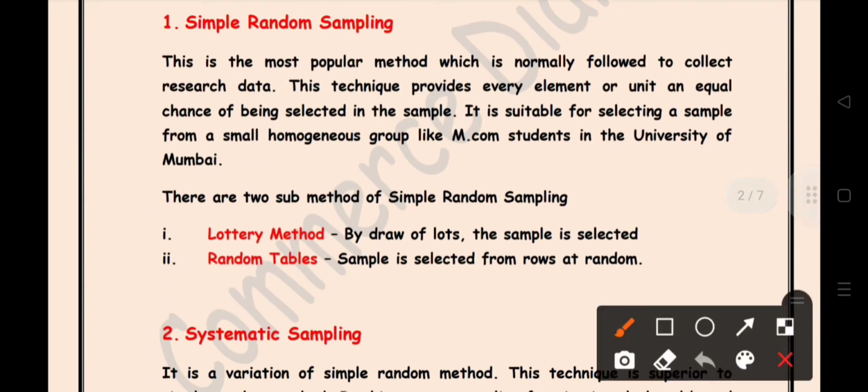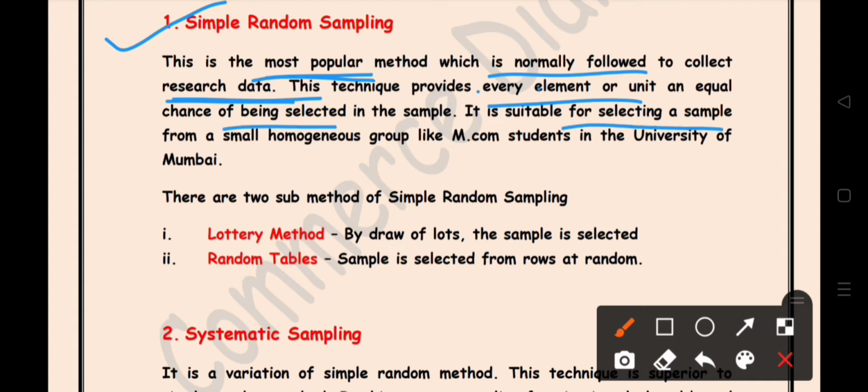Then let us discuss the methods, or the types, of probability sampling. The first method, as the name suggests, we can easily understand: simple random sampling. This is the most popular method, which is normally followed to collect research data. This technique provides every element of the unit an equal chance of being selected in the sample.